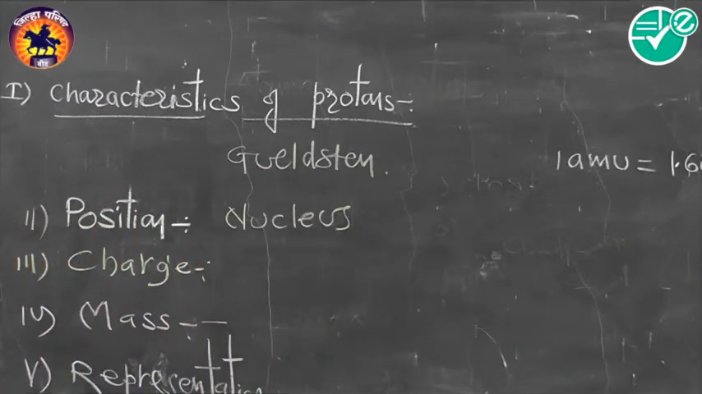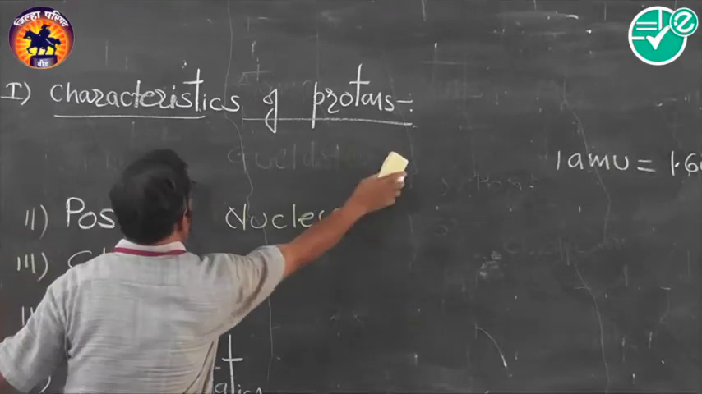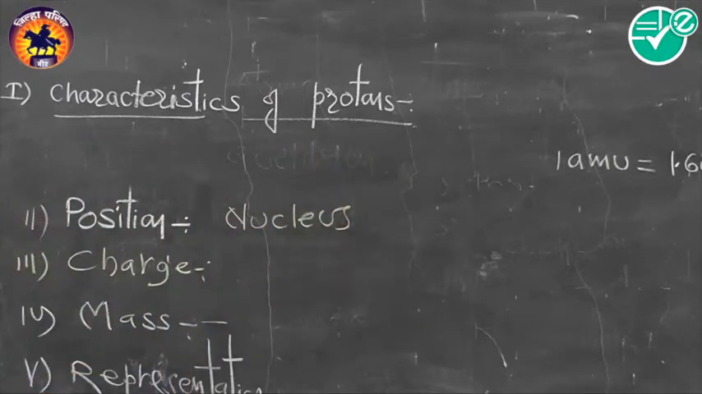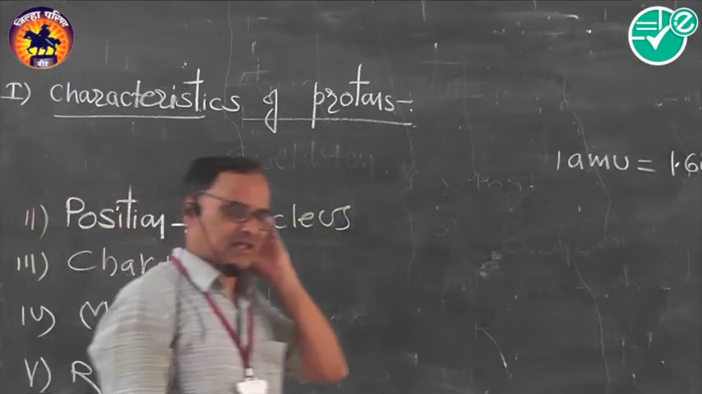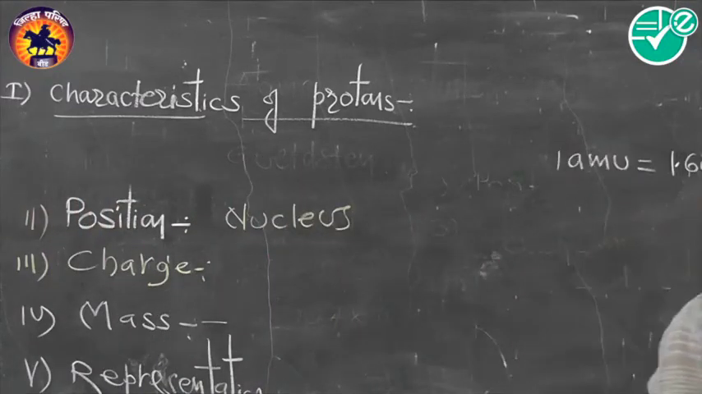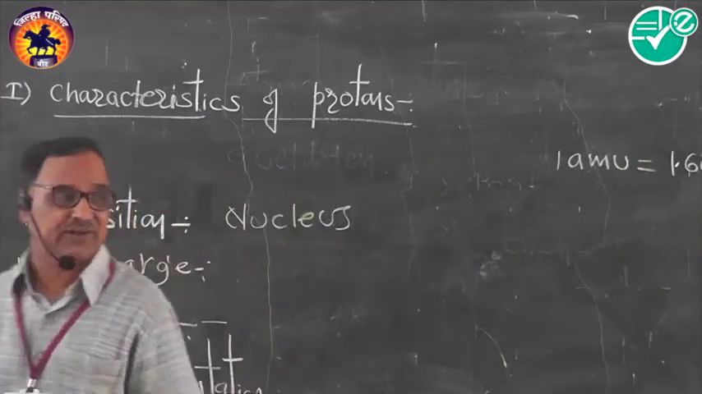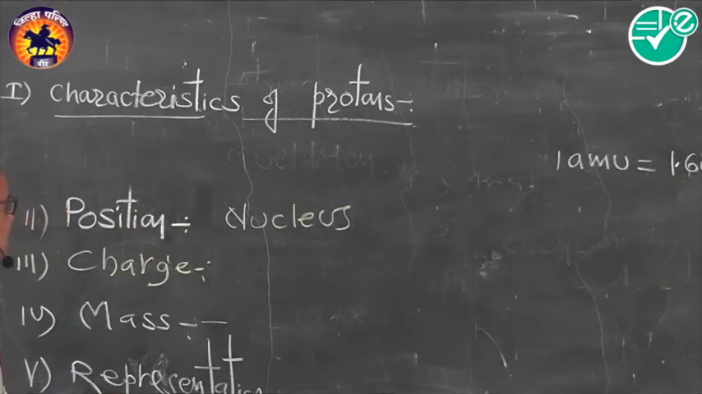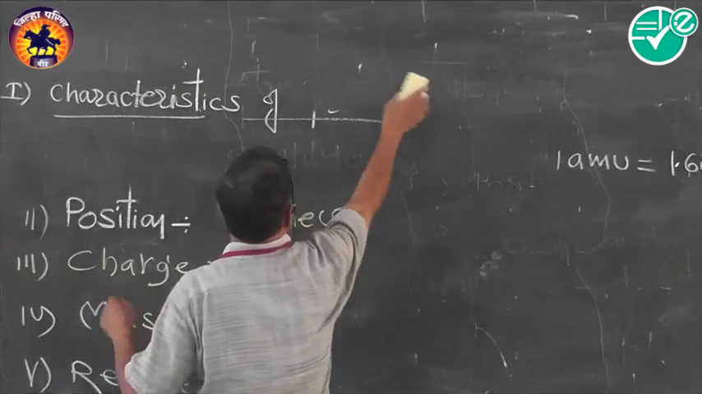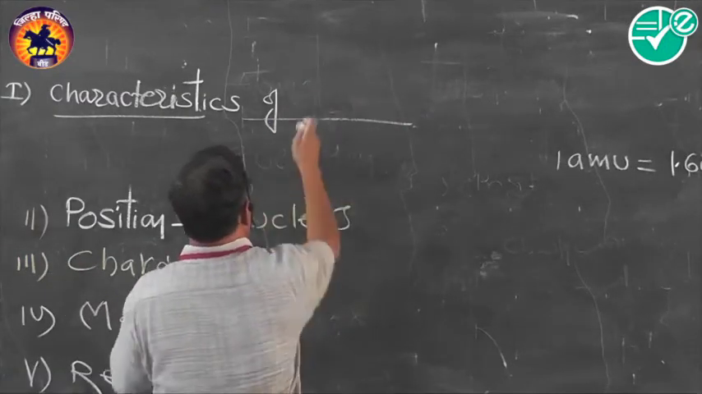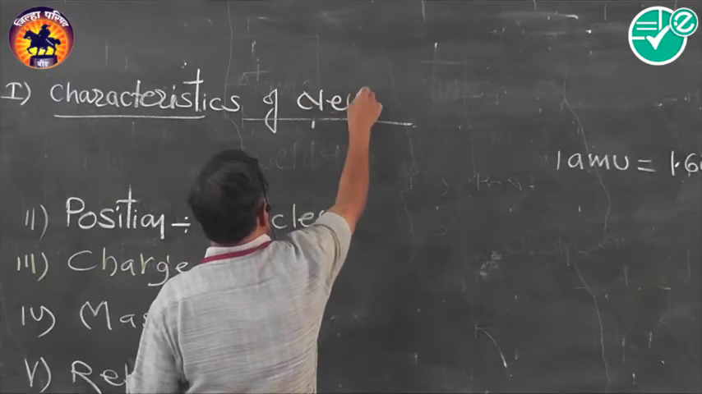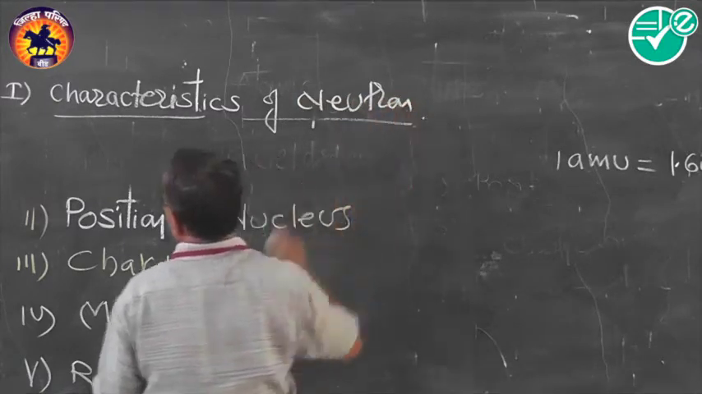Now we want to discuss the second important subatomic particle of the nucleus. So proton, neutron and electrons are the subatomic particles. We discussed the first subatomic particle and the characteristics or special features of protons. The second subatomic particle is called neutron.